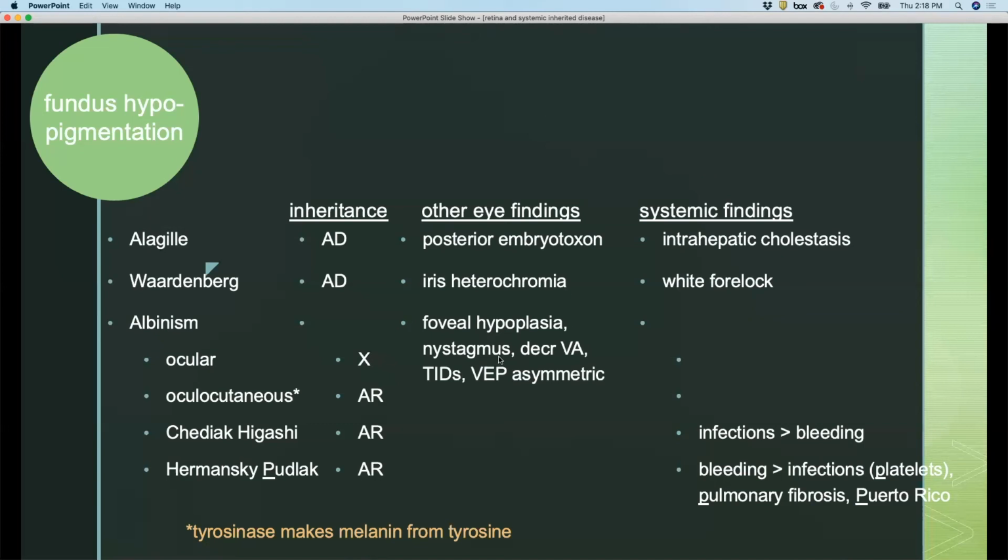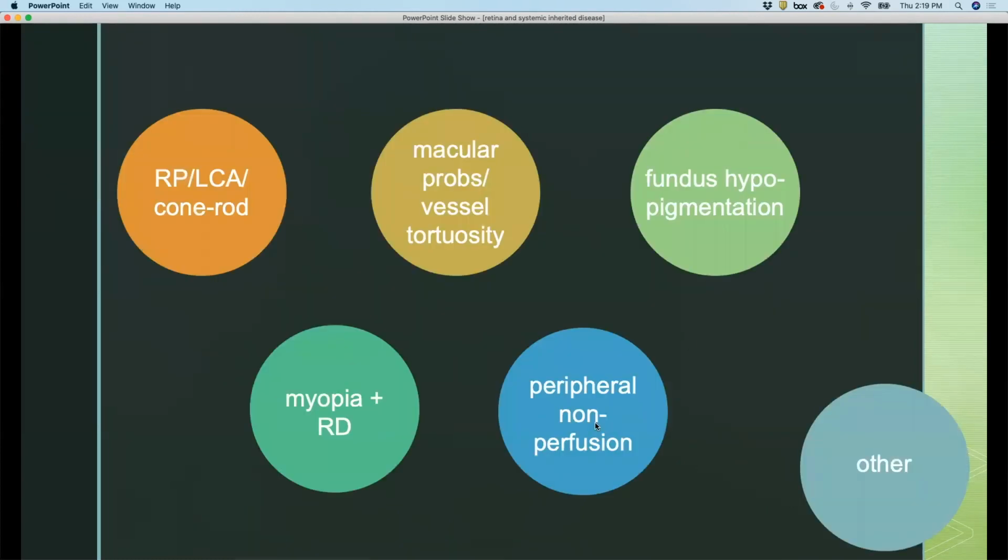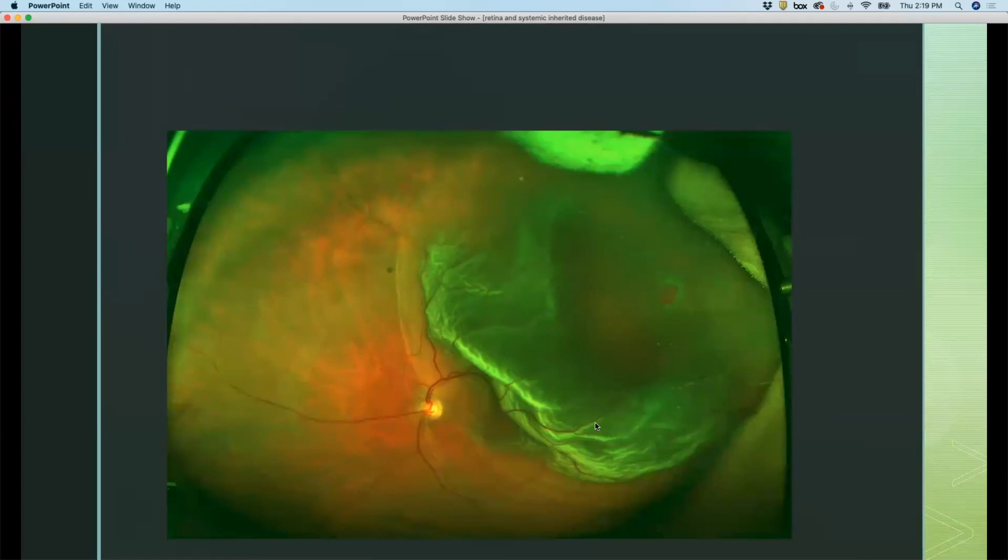The other eye findings of albinism, which you're probably familiar with, are foveal hypoplasia, nystagmus, decreased visual acuity, transillumination defects of the iris, and an asymmetric VEP. So that's fundus hypopigmentation. What other phenotypes do we need to cover? We also have peripheral non-perfusion, myopia and RDs. Great, wonderful. We're going to cover myopia and an interesting RD. With Alagille, I don't think I knew that it had a hypopigmented fundus. I didn't know that either.